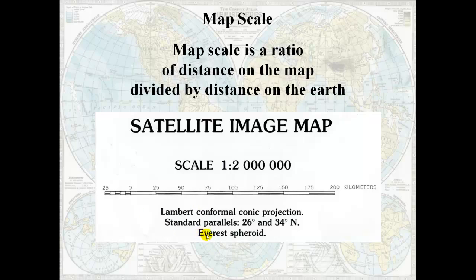Also see that this thing is called the Everest spheroid. Everyone should remember that a spheroid is an ellipsoid, which is the smooth model that we use to depict our planet. I didn't talk about an Everest spheroid, so this map is telling you that it uses an Everest spheroid, which has associated centers, semi-major and semi-minor axes.